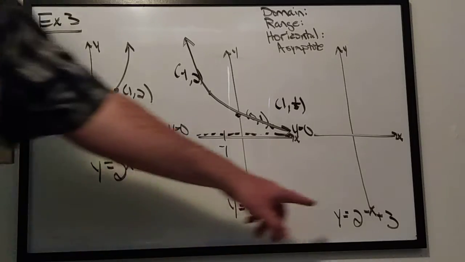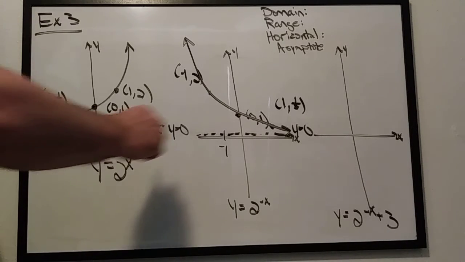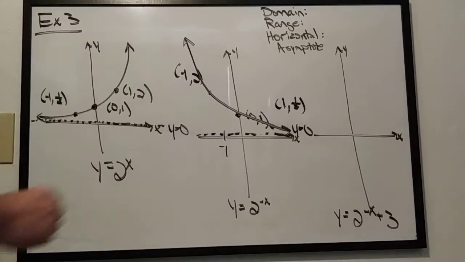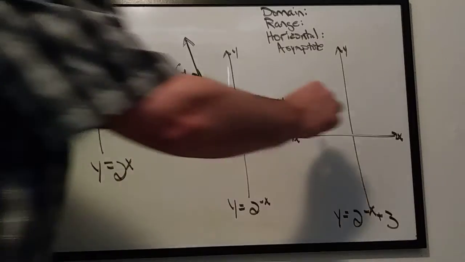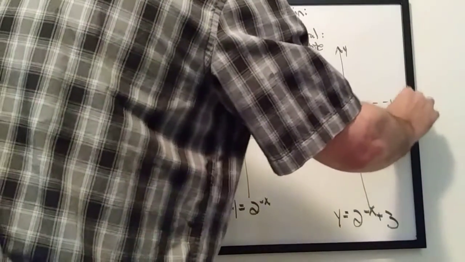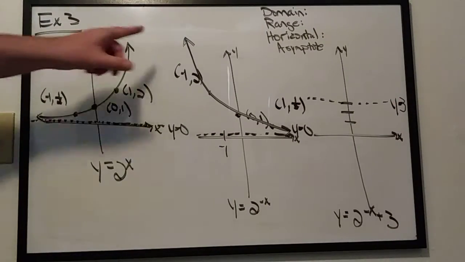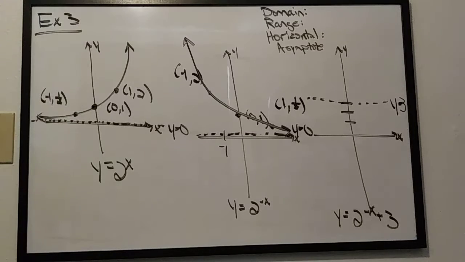The last piece is to notice we have this plus 3. Adding 3 on the outside like that means we're going to have a vertical shift, and in particular, a vertical shift up 3 units. So once again, I like to start off with my asymptote. y equals 0, if I shift that up 3 units, is now going to be y equals 3. And all of my other points are going to get shifted up 3 units as well.